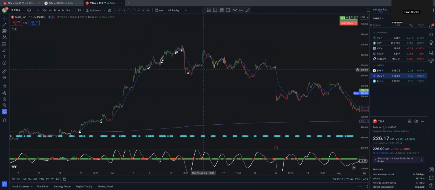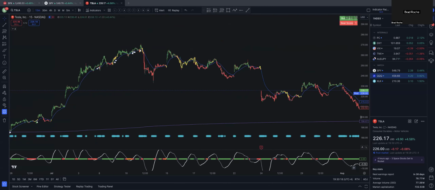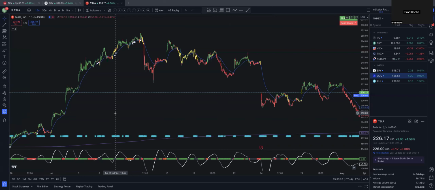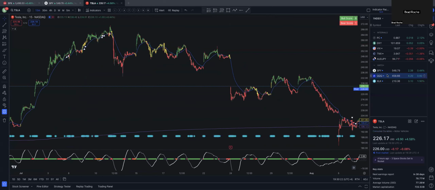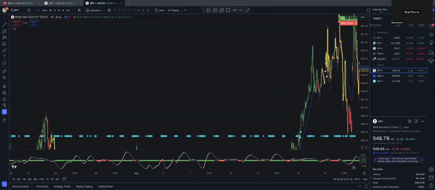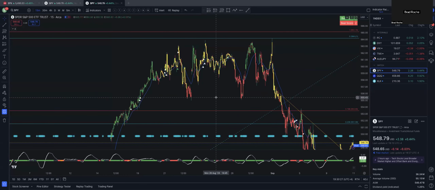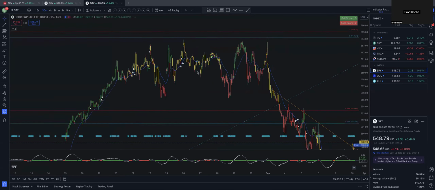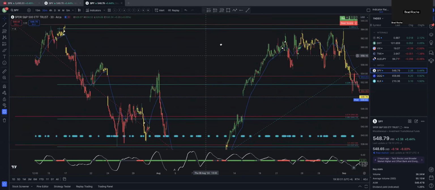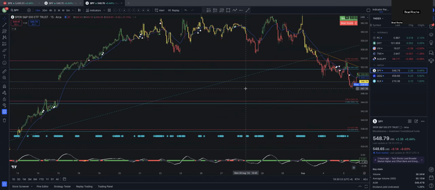Okay. Now, you may be thinking, this is just a perfect chart. That's not how it actually works. Okay. Let me show you. Let's go to SPY, the most recent price action that happened on SPY. We throw up the 30-minute chart, or we can even do the 15-minute if you want.